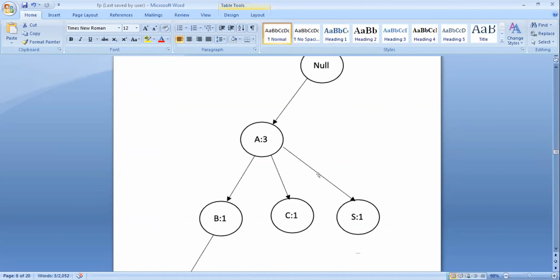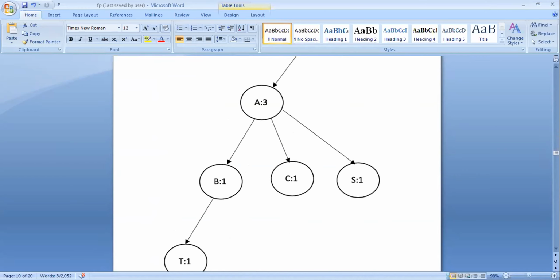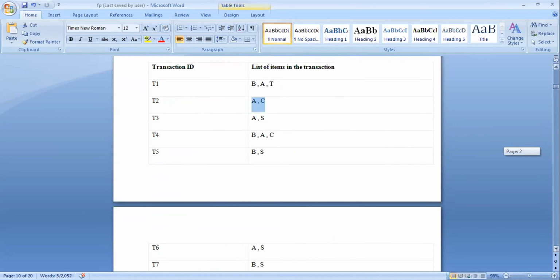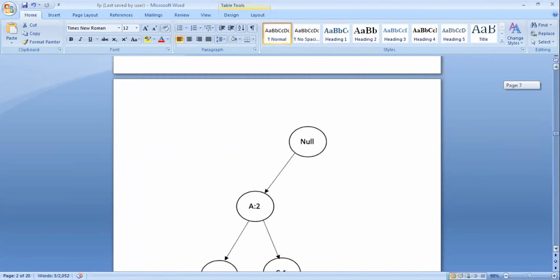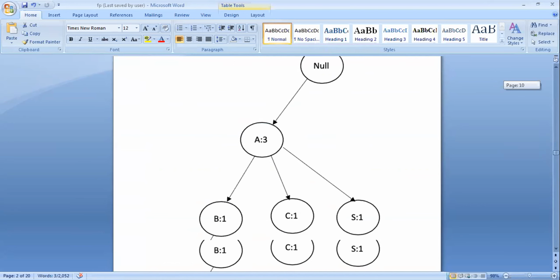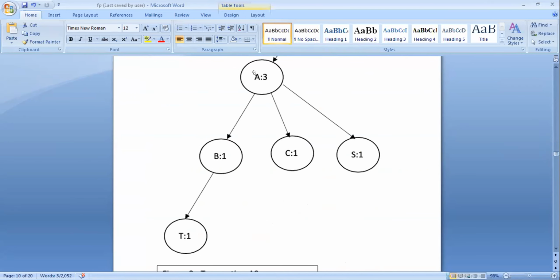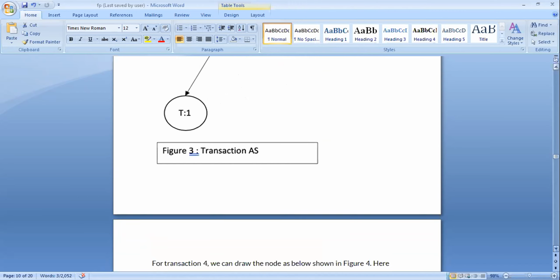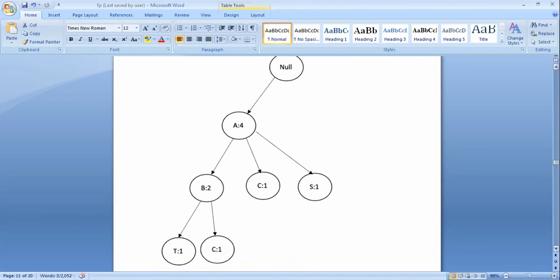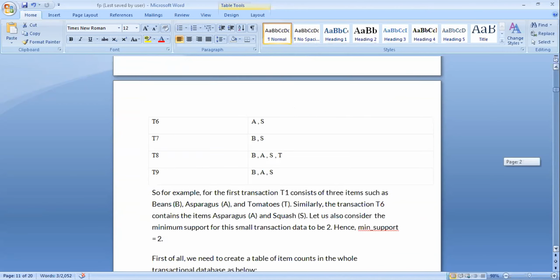Then the third transaction we have to consider. In the third transaction you have to purchase AS. So whenever you get AS, automatically A is repeated again. Now A will be incremented. That is, the A support count is 3 and the S support count is 1. Like this way, you can process here.